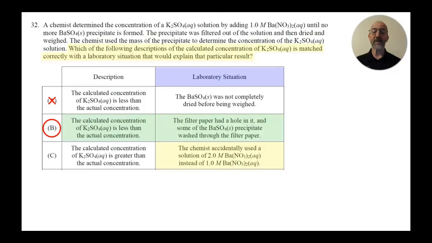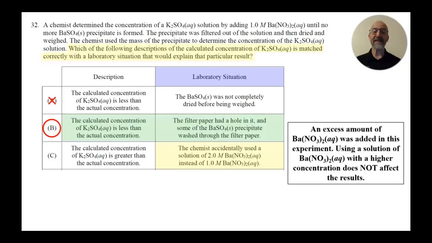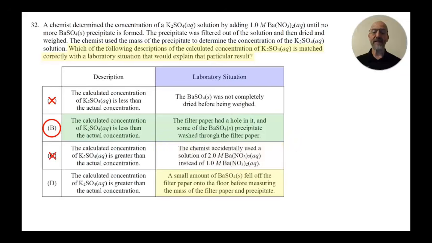So here's the laboratory situation in choice C. Now the chemist accidentally used a solution of 2 molar barium nitrate instead of 1 molar. But remember that the purpose of the barium nitrate is to add it in an excess amount. Since an excess amount of barium nitrate was added, then if you use a solution of barium nitrate with an even higher concentration, this does not affect the results. So we can eliminate choice C.